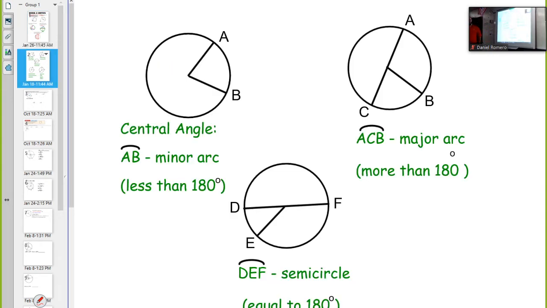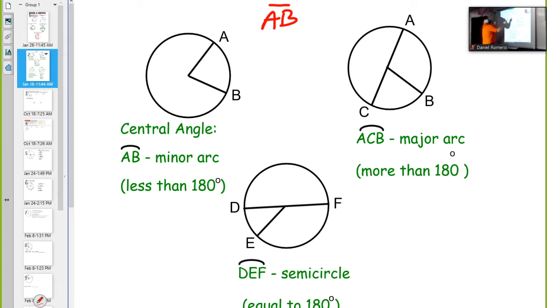Okay, so now what the second slide does is we're going to talk more about different types of arcs. So what we have here, we have drawn here our central angles. And when we talk about segments, whether a segment is a chord or a radius or a diameter, we learn that segments are named with 2 points and a little hash mark. You learned that before, right?